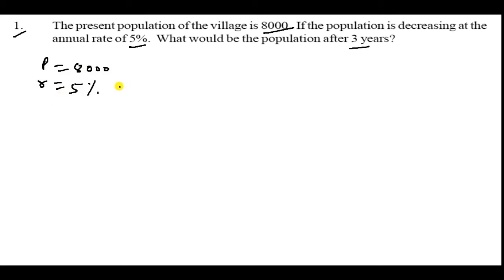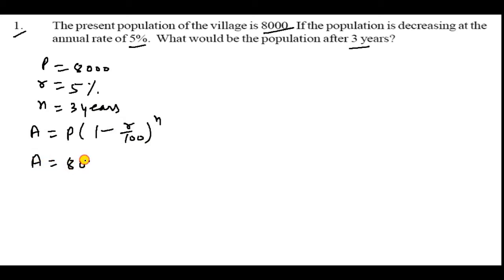So let us start the next one. The first one, the present population of the village is 8,000. If the population decreases at the annual rate of 5%, what would be the population after 3 years? So let us see this question.